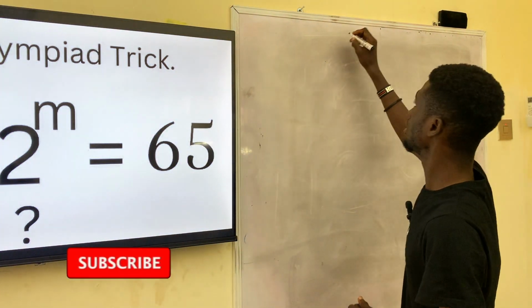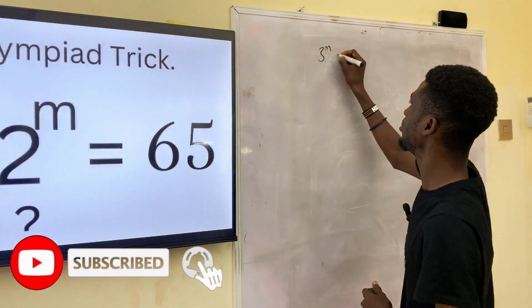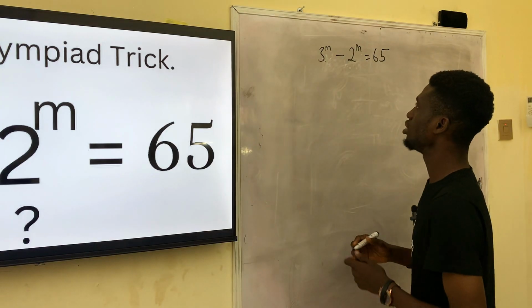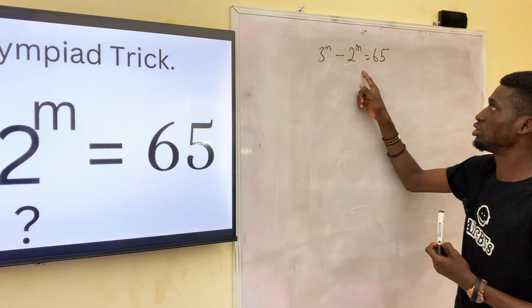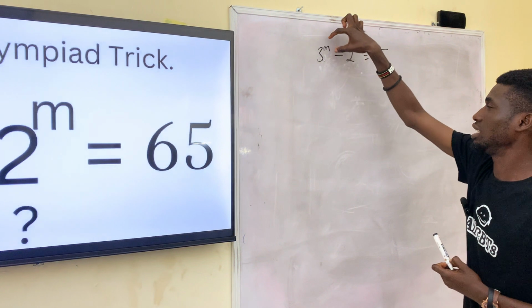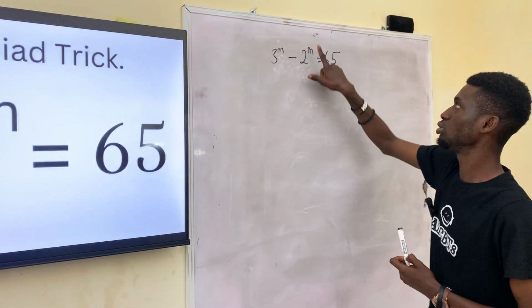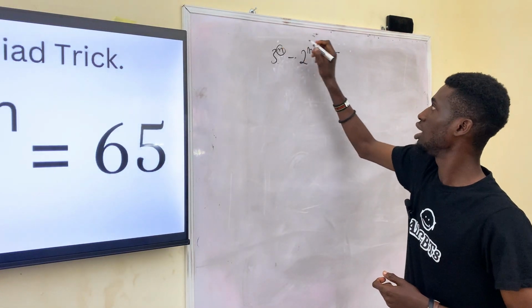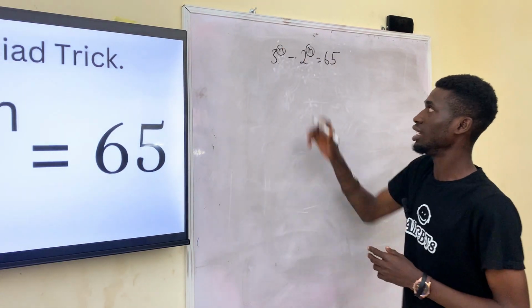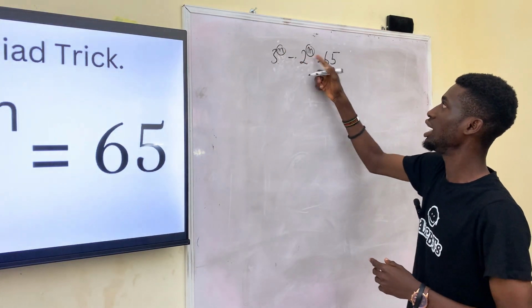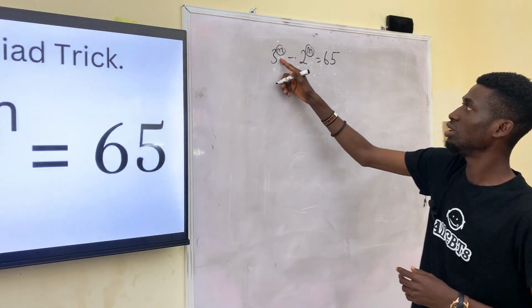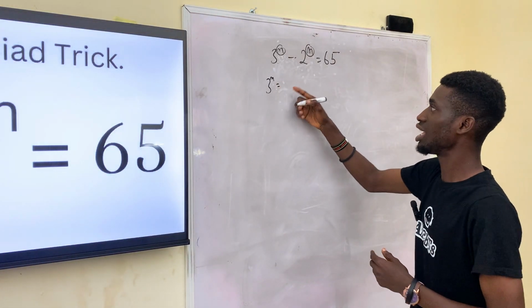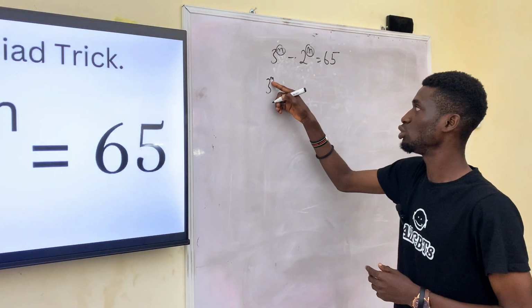Now, the question says 3 raised to power m minus 2 raised to power m equals 65. Looking at the outline of this question, this m is a variable that should be a constant value. Now, looking at 3 raised to power m, let's start picking values that can fit into m.